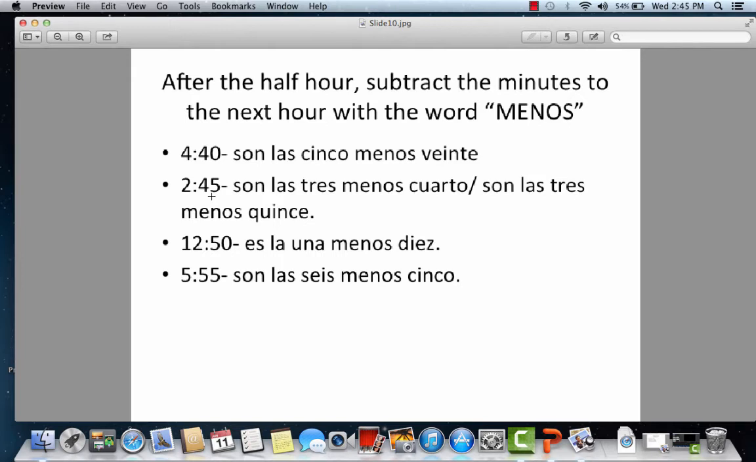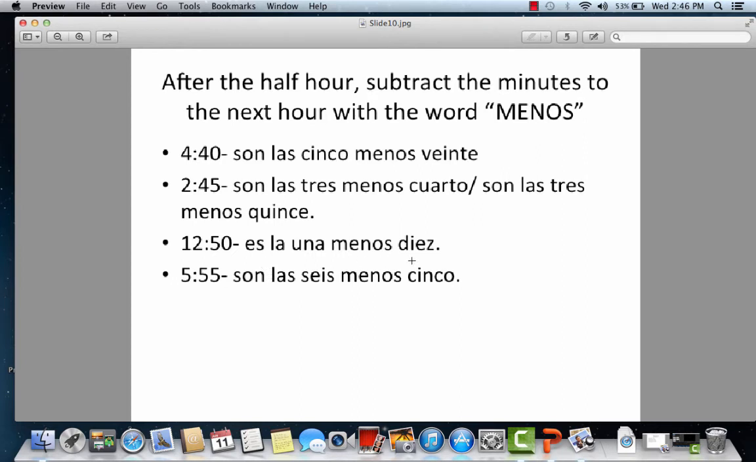The same way in Spanish, let's take a look. When you say son las 3 menos cuarto, you're saying it is 3 minus a quarter. And when you say son las 3 menos 15, you are saying it is 3 minus 15 minutes. So in other words, in Spanish, we are subtracting the minutes, and in English, we are adding it.